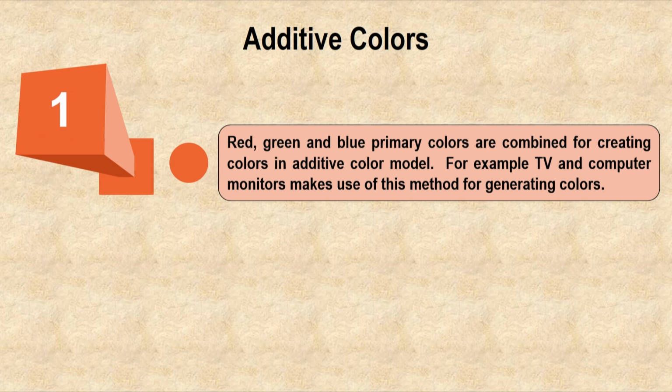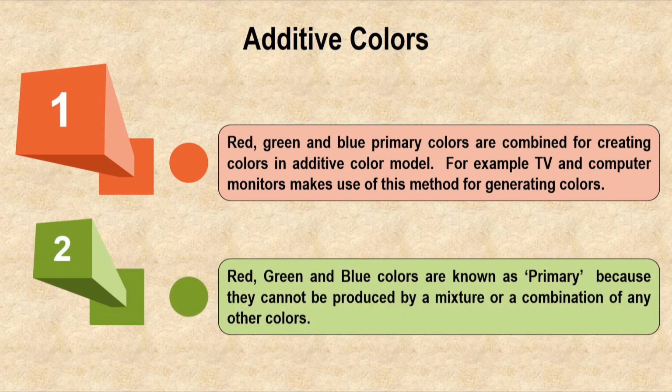Red, green and blue primary colors are combined for creating colors in the additive color model. TVs and computer monitors make use of this kind of method for producing colors. Similarly, red, green and blue colors are also known as primary because they cannot be produced by a mixture or combination of any other color.